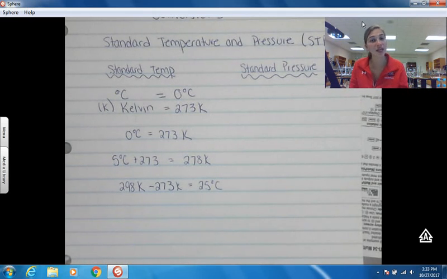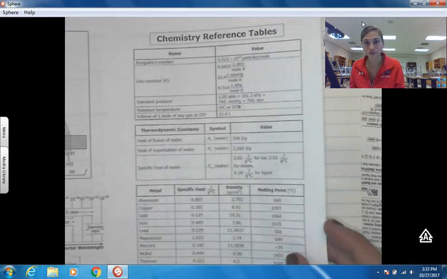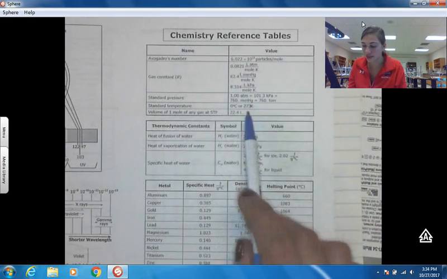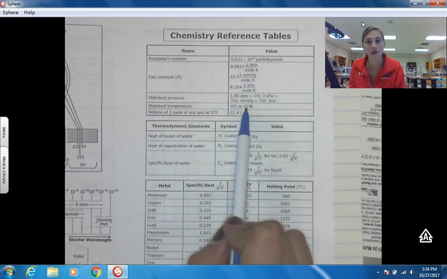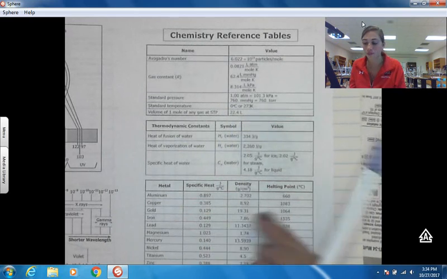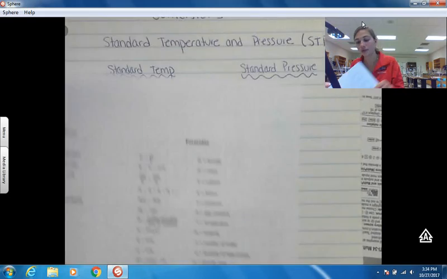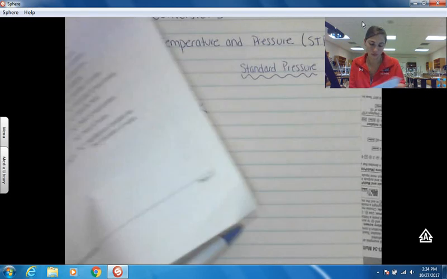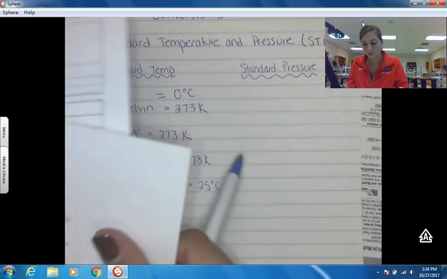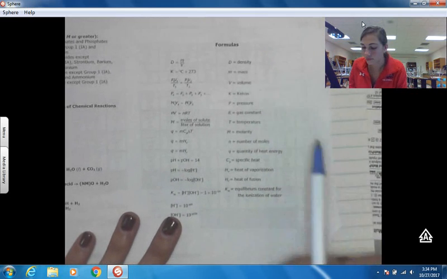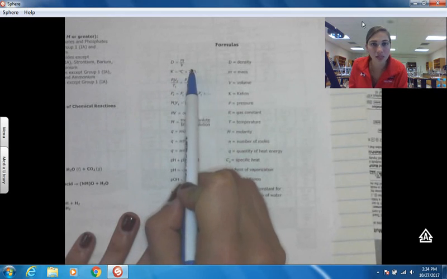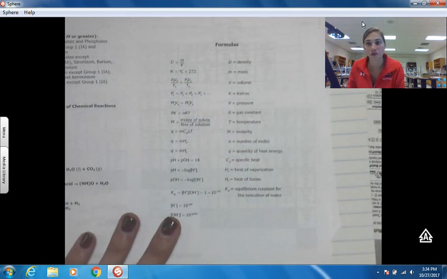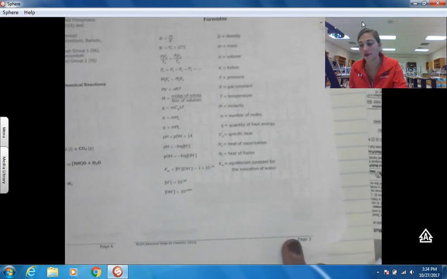Now, if you forget these numbers, it's in your reference packet. On your chemistry reference tables, it says standard temperature, 0 degrees Celsius or 273 Kelvin. So these numbers are here for you. If you forget how to convert between the two, open up your reference packet to the equation sheet, which I can't seem to find. Oh, here it is. The formula sheet, this second equation tells us that Kelvin is equal to our degrees Celsius plus 273. So that's how you convert between the two. All this information is in your reference packet for you.